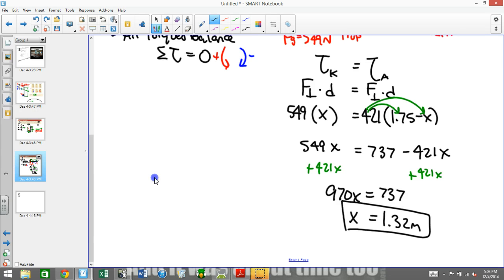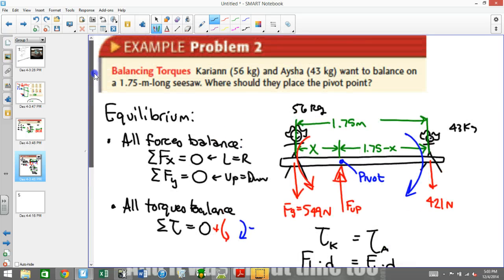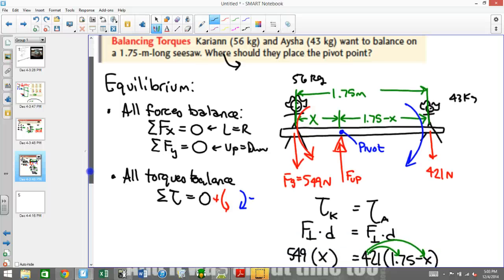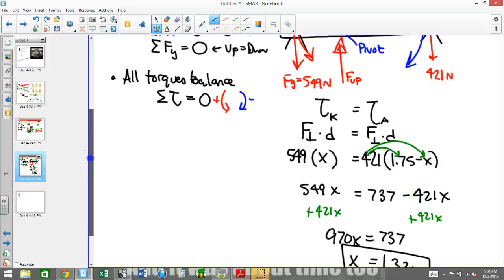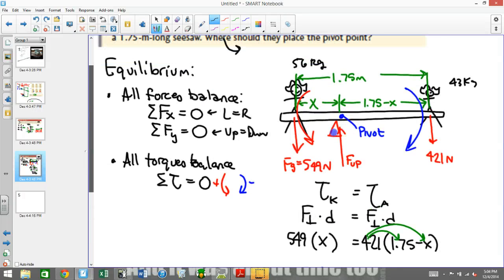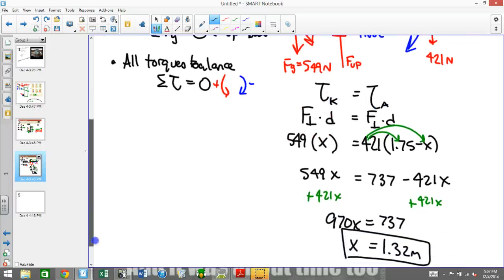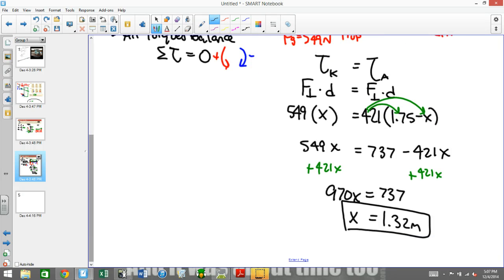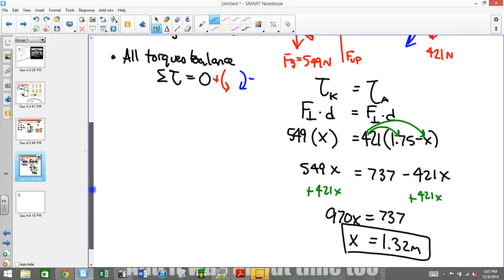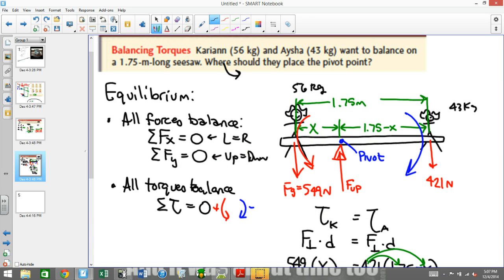And then we ask ourselves, does that make sense? Well, that doesn't quite make sense. Yeah, now that I think about it, this has been bugging me for a few minutes now. I got an answer of 1.32 meters, and I don't know what I did wrong, and now I think I figured it out, because I know that I should be putting this pivot closer to the heavier girl to make this work. I mean, that's how it works back in kindergarten.